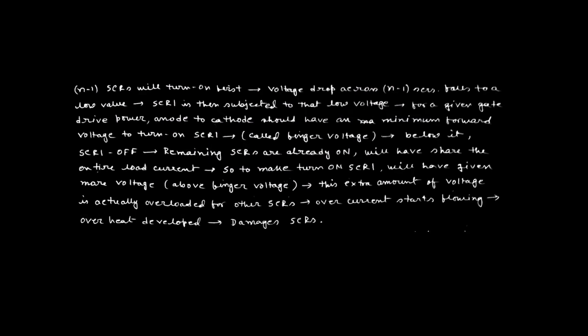See, n minus 1 SCRs will turn on first. Then the voltage drop across the n minus 1 SCRs falls to a low value, and SCR1 is then subjected to that low voltage. For the given gate drive power, a minimum forward biasing voltage from anode to cathode is required for SCR1, which is called the finger voltage, as I have discussed before. Below it, SCR1 will be off.